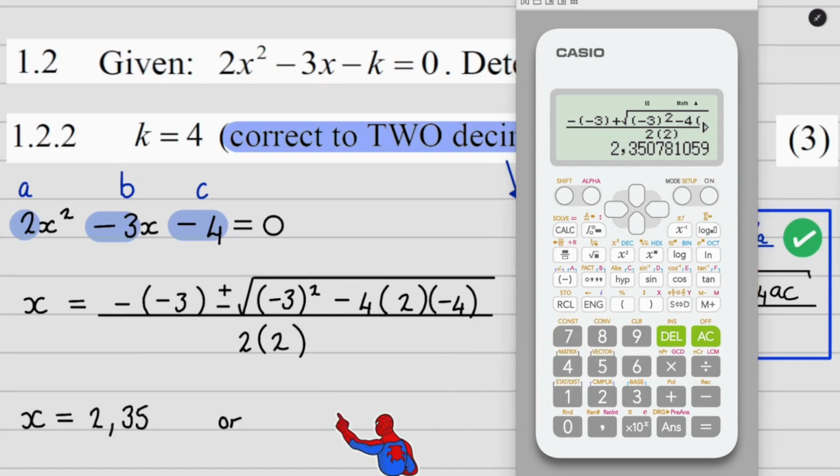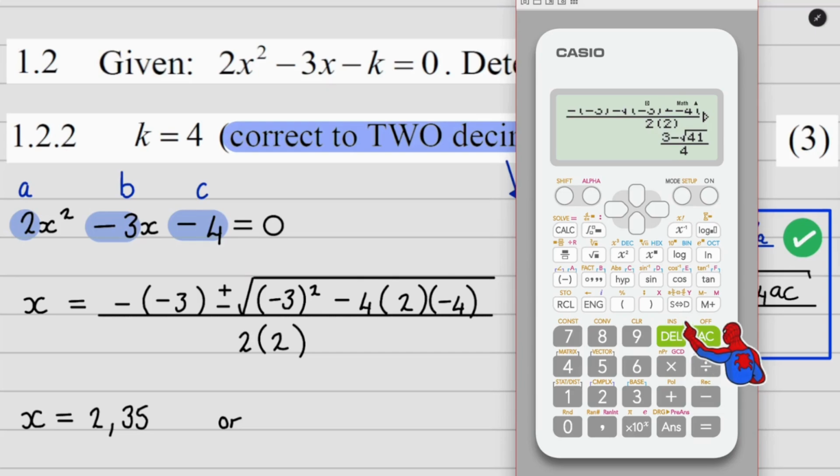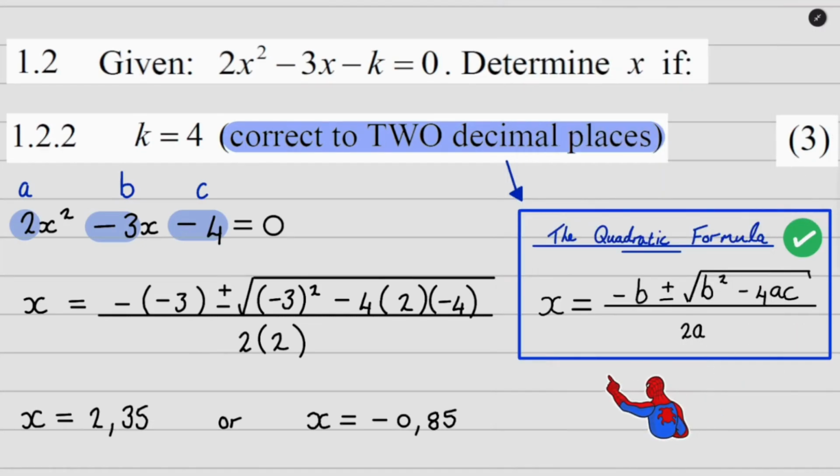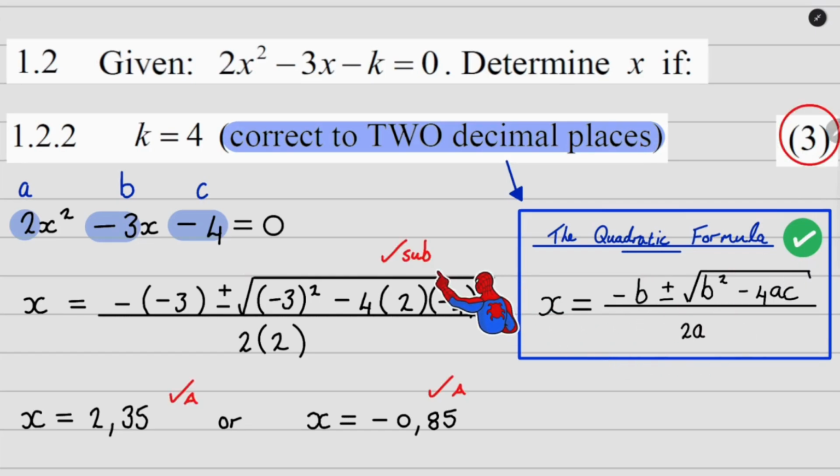Do not retype the whole thing in your calculator. Just press the right button, keep going right, and change this plus to a minus, and then press equals and S to D, and there's our second answer, minus 0.85. Now we're finished. Let's have a look where the 3 marks come from. 1 mark for the correct substitution, and then 1 mark for each answer.